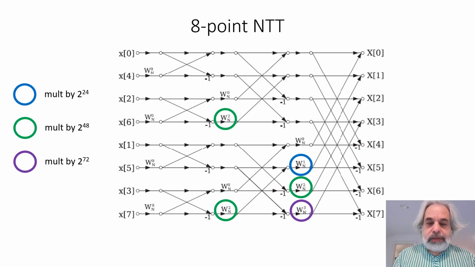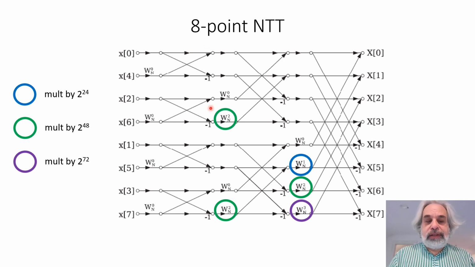So let's return to the 8-point NTT slide that we'd seen earlier. Here, these green circles and the blue circles and the purple circles are multiplications by 2 to the 24, 2 to the 48, and 2 to the 72. So in the sampled format that we just saw in the previous slide, these things are just rotations and some subtractions.